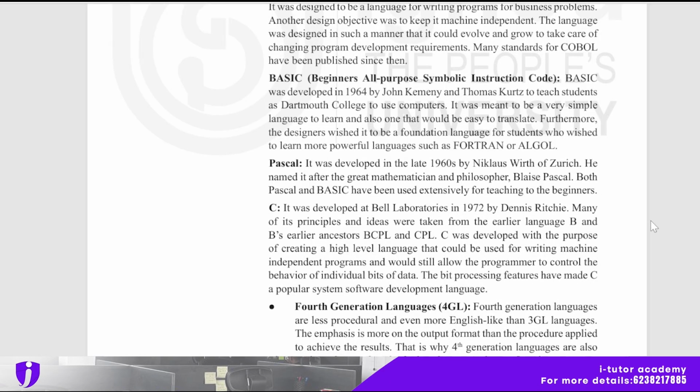C was developed at Bell Laboratories in 1972 by Dennis Ritchie. Many of its principles and ideas were taken from the earlier language B and B's earlier ancestors BCPL and CPL. C was developed with the purpose of creating a high-level language that could be used for writing machine independent programs and would still allow the programmer to control the behavior of individual bytes of data.